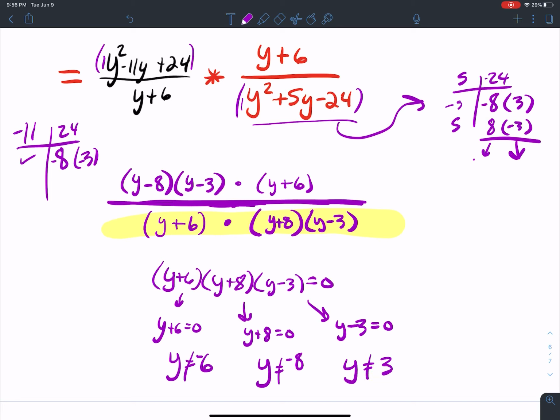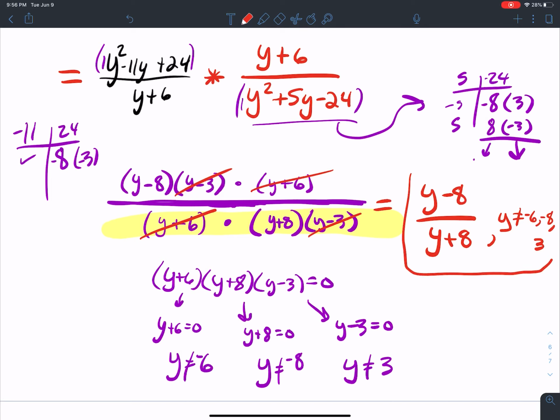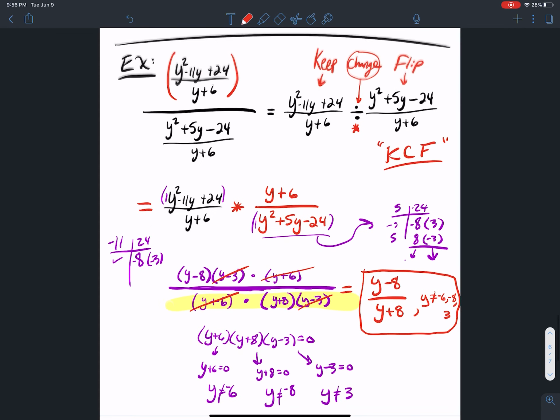Okay? And as long as that's the case, then we can start canceling. So I'm going to cancel the y plus 6 and the y plus 6, the y minus 3 and the y minus 3. And now I'm left with y minus 8 over y plus 8, as long as y does not equal negative 6, negative 8, or 3. Okay? All right, so that is your division. Keep, change, flip. KCF.